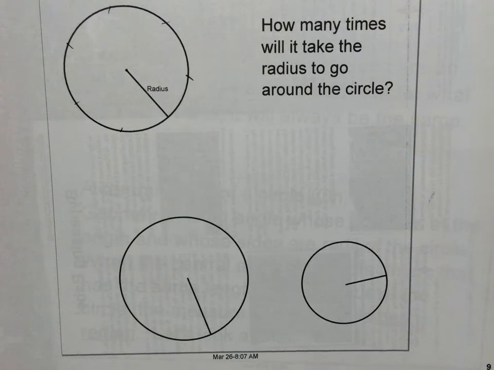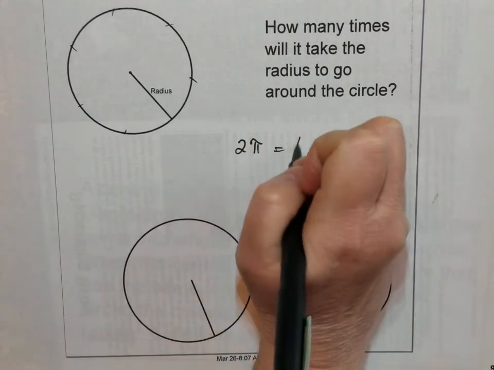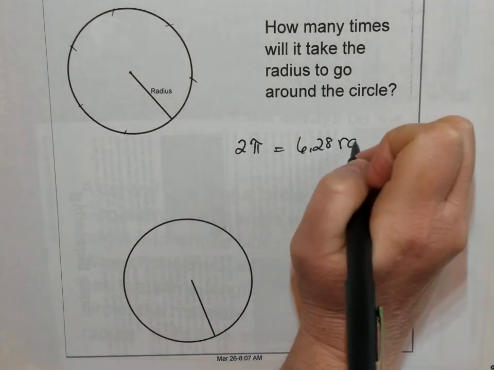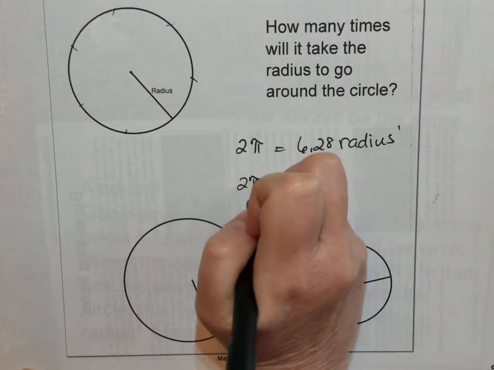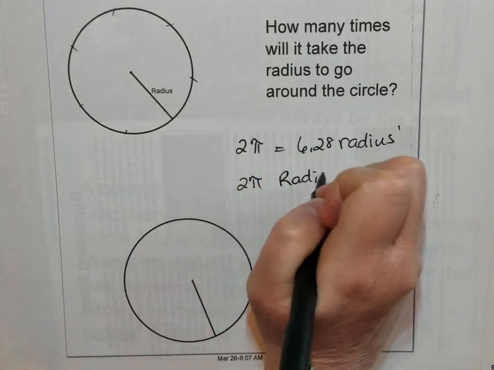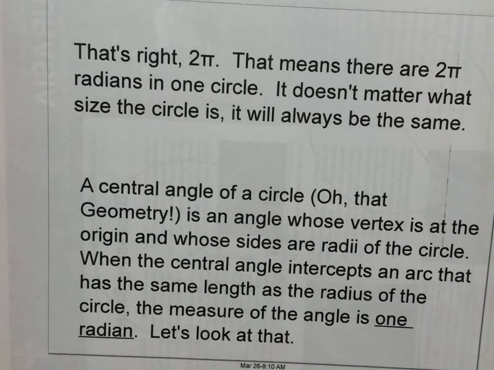But it's a common number that, if you think about it, think about circumference, and that should give you a clue. Okay, well, I'll tell you what. It's 2 pi, or 6.28 radiuses. And that's why we call it 2 pi radians. So that's where the radians comes from. That means there are 2 pi radians in one circle. It doesn't matter what size the circle is, it's always going to be the same.